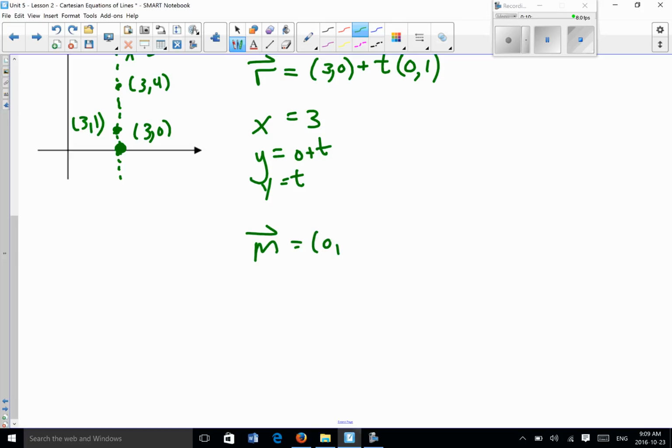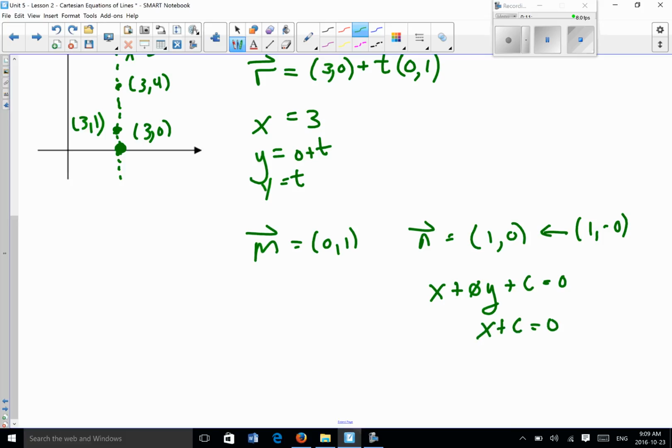M was 0, 1. So n, that's perpendicular. If we swap them, we end up with 1, 0. Now, we have to change one of our signs, right? So I changed the sign of the 0. You can't tell that because 1, negative 0 means the same thing as this, but I did change the signs. You could also change the 1 to negative 1 if you wanted to, but there's no reason you need to. So my coefficients are x plus 0y plus c equals 0. Well, 0y is just 0, so we don't usually show that. So we have x plus c is 0.